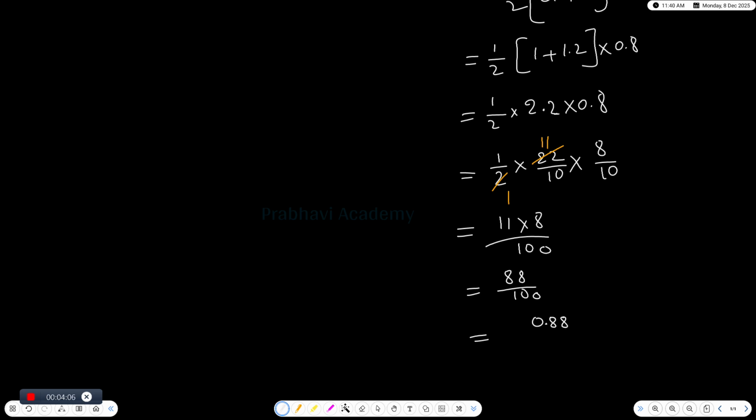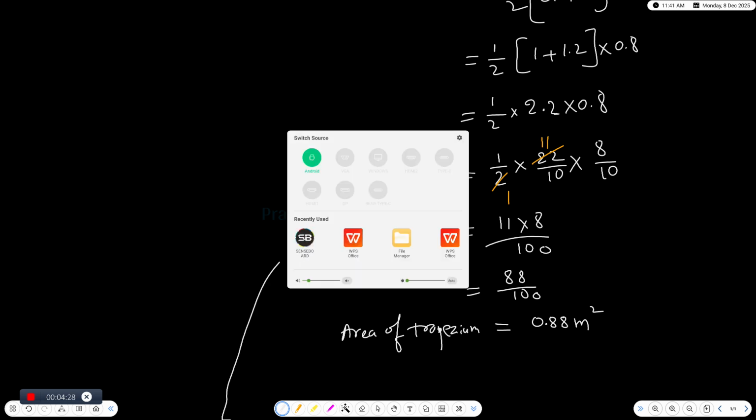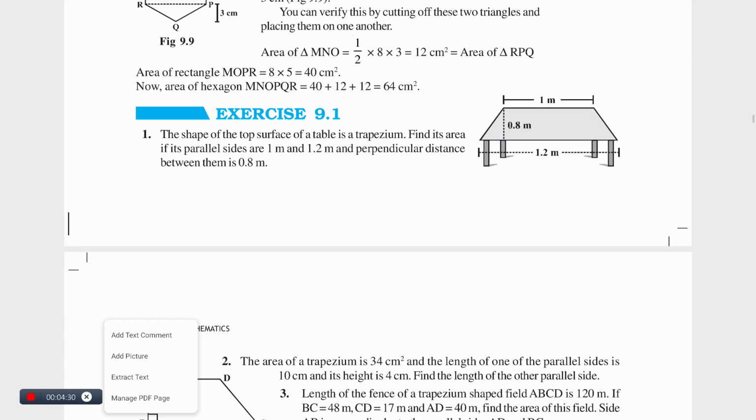0.88. So 0.88 meter square is the area of the trapezium. Area of trapezium is equal to 0.88 meter square. So that is the answer. The next one.